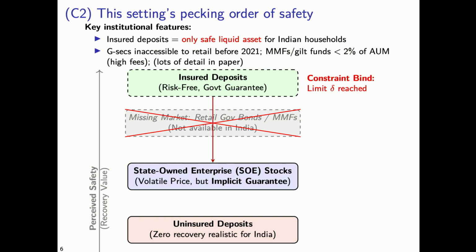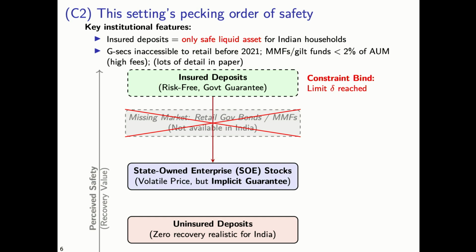All right, and then a comment on the difference between India and arguably many emerging economies. So the paper goes into great detail to show that insured deposits, and I was surprised, it took me a while to internalize it, seem to be the only safe liquid assets for Indian households. Government securities were inaccessible before 2021, which is basically when their sample ends, in February 2021. There are no money market funds, or they are, but very small, and also subject to high fees, and there are lots of details in the data.